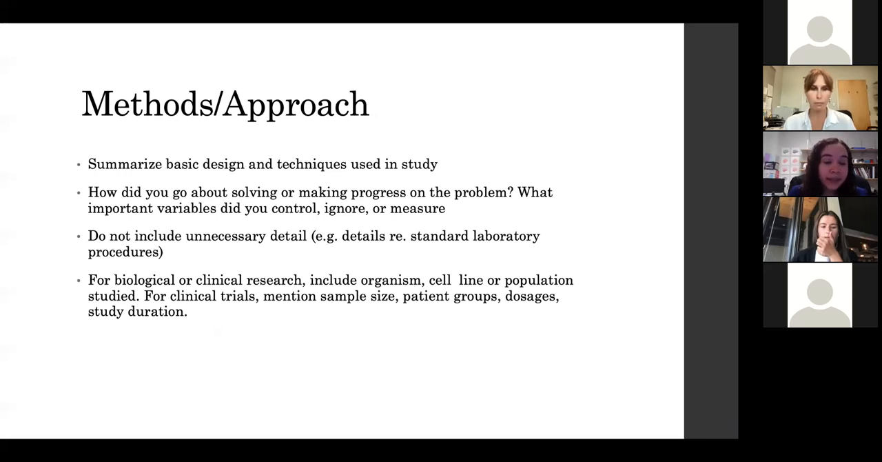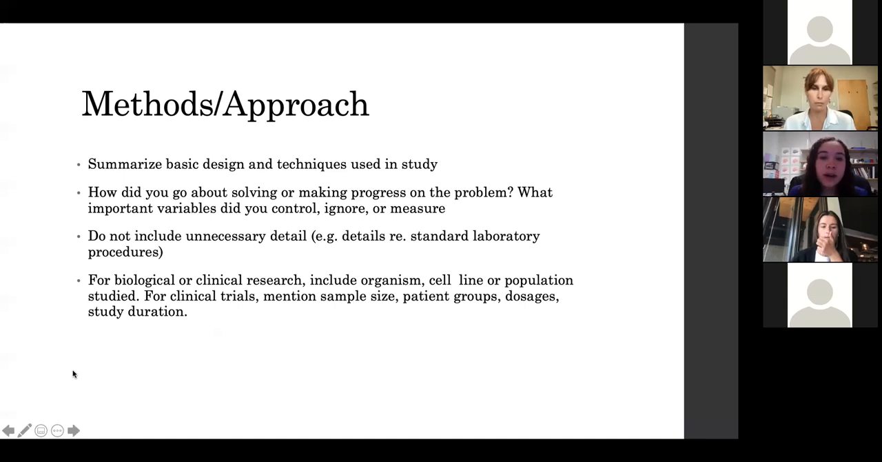But it must be clear, and at the same time, you cannot include unnecessary detail. So think about the difference between key information versus non-important information. For example, it's important to state what primary cell culture you used, for example, primary cell culture versus immortalized cell line. But you don't have to include details of the culturing, like media or carbogen levels.